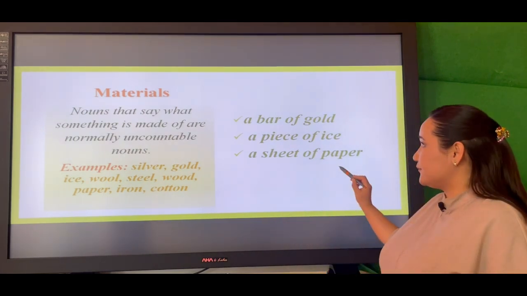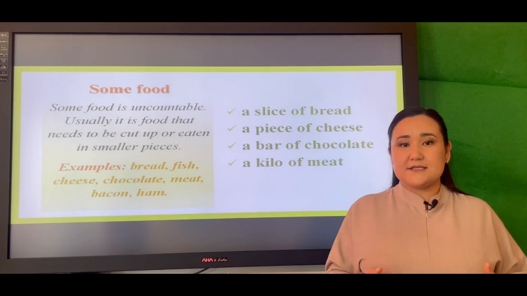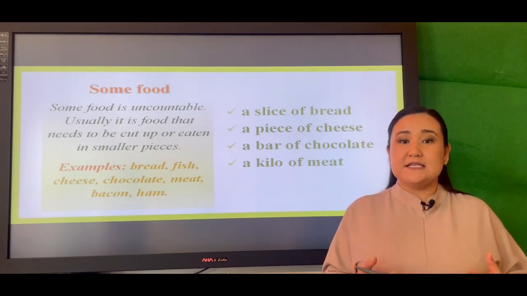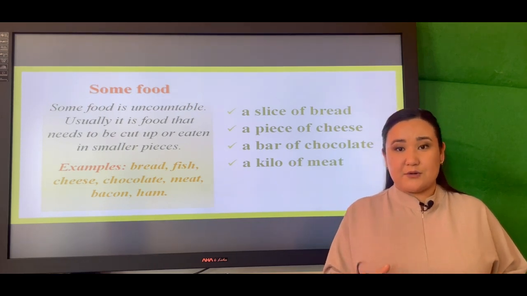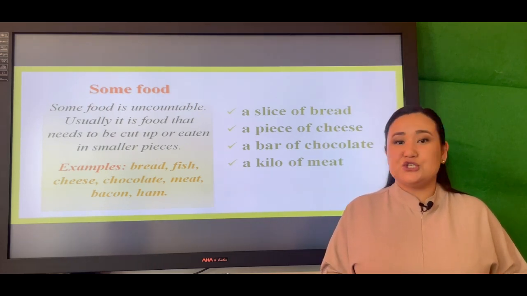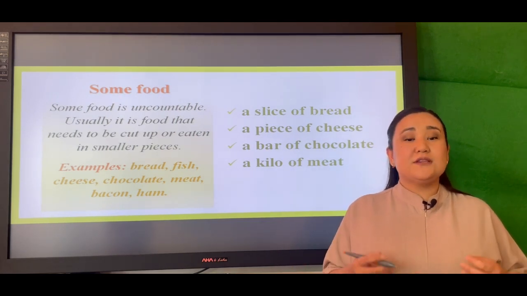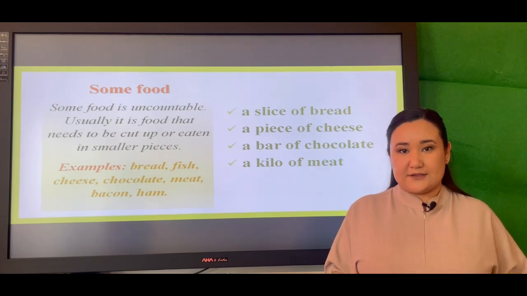Okay, next. Some food. As we have seen, some food is uncountable. Usually it is food that needs to be cut or eaten in smaller pieces. For example, bread, fish, cheese, meat, chocolate, ham. You cannot count bread. You can count slices of bread.